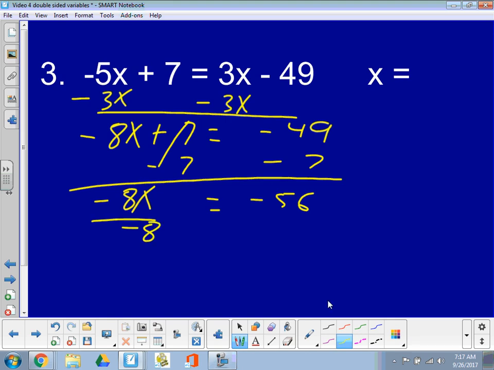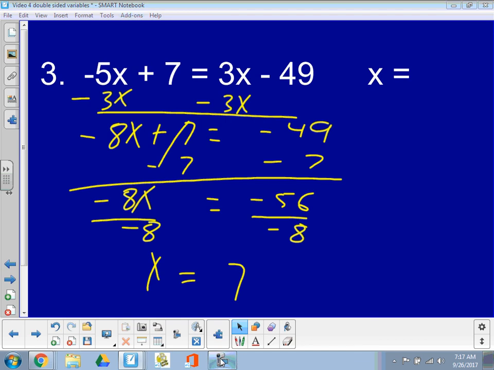Divide by negative 8, divide by negative 8. The negatives cancel, the 8's cancel. X is equal to 56 divided by 8 is 7, and a negative divided by a negative is a positive 7. Couple different processes you can go through, but in the end, x is 7 or 7 is x.